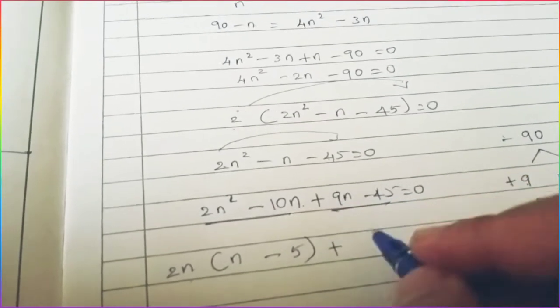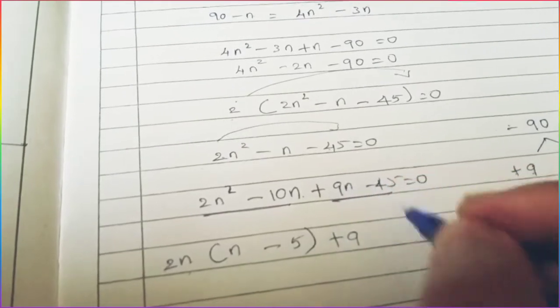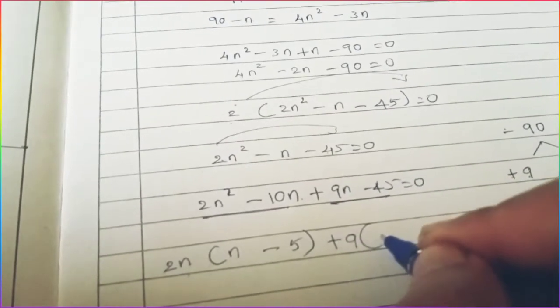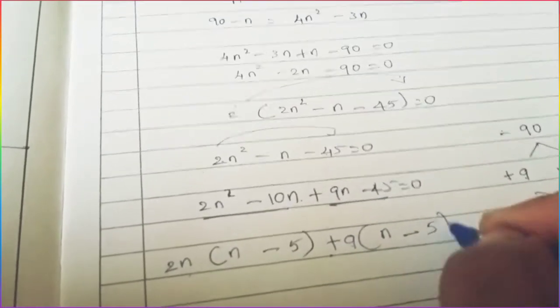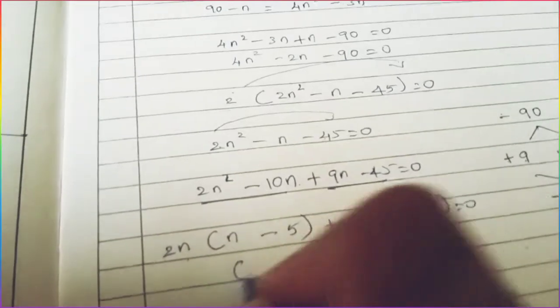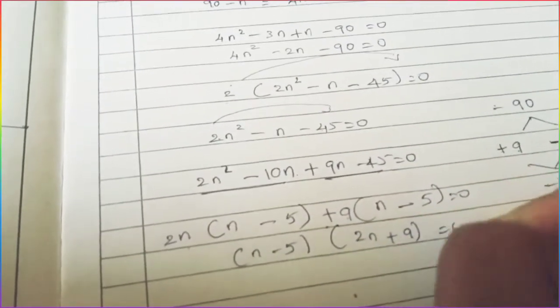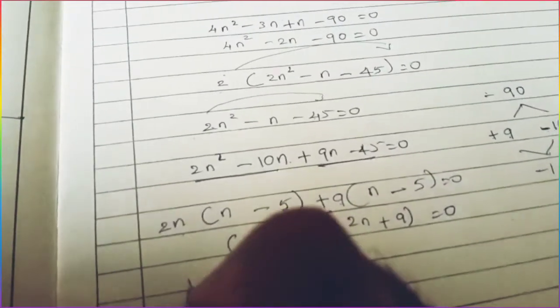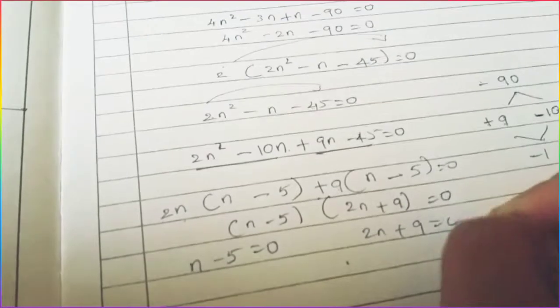Here 9 and 45 come in the same table of 9, and n is present only in the first term, not in the second term. Therefore, we are not taking it out. 9 into n, 9n, plus into minus, minus, 9 5s are 45. So inside the bracket we are getting n minus 5 into 2n plus 9 is equal to 0. Either n minus 5 should be equal to 0 or 2n plus 9 is equal to 0.